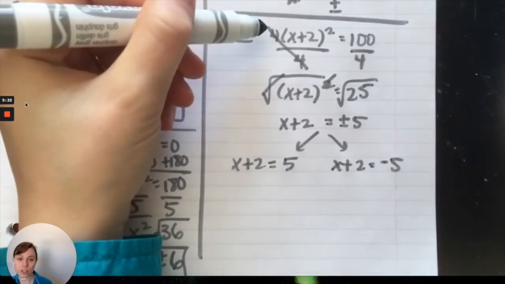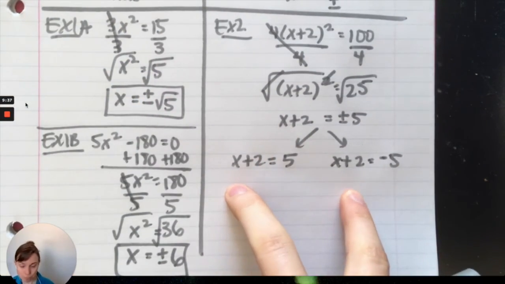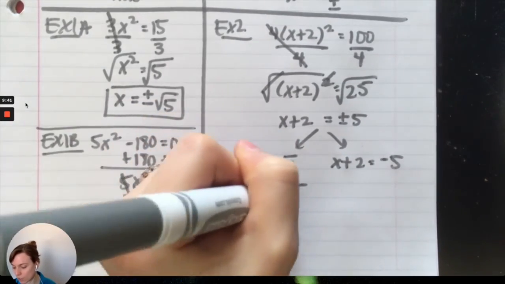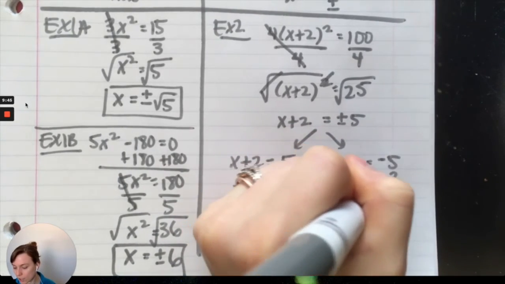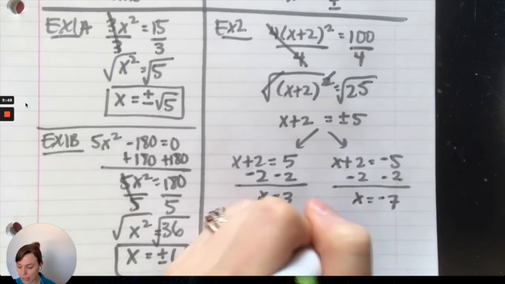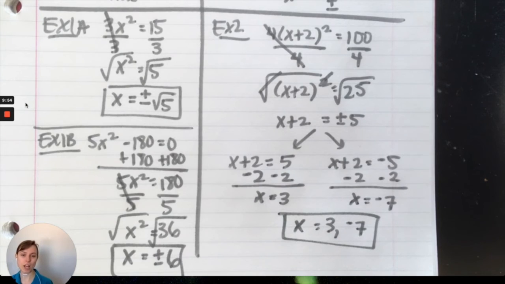So I've done all this shared work. Now I'm going to split it so I can actually solve it. I'm going to eliminate the 2 on the left-hand side, so x equals 3. I'm going to eliminate the 2 on the left-hand side, so x equals negative 7. You could box these, or you could write them together. Both ways are appropriate. All right, we found x.